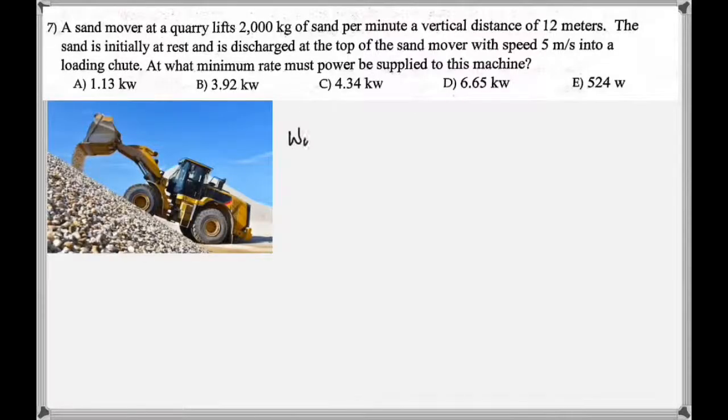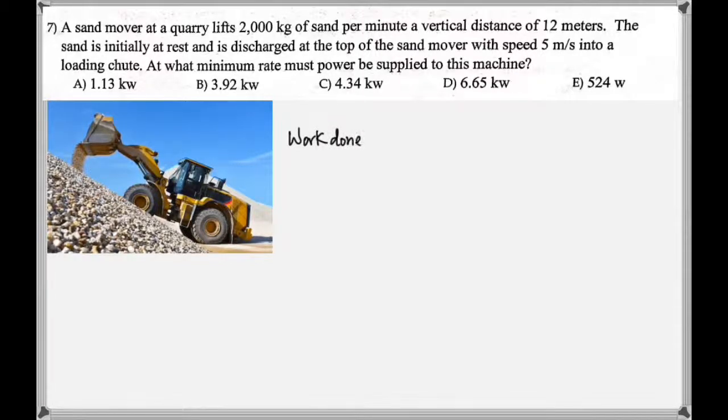So when you read this question, you see that there are two processes. In the first process, the sand is being lifted, which gives it potential energy. And in the second process, it's being discharged with a speed, and so it's being given kinetic energy. So if you find the potential energy and the kinetic energy and add them up, you get the total work done. And all of this is being done in 1 minute, as you can see. And so if you divide the total work done by the time in seconds, you will get the power. So let's go.